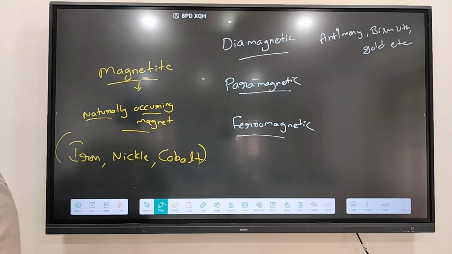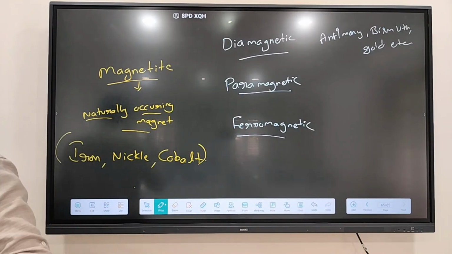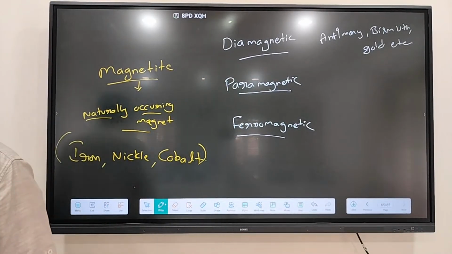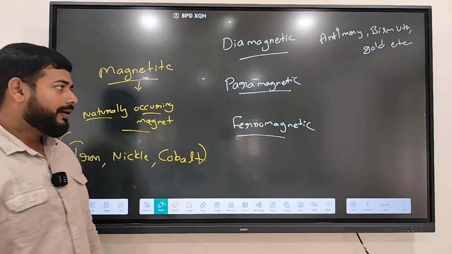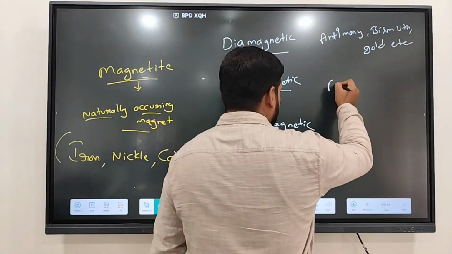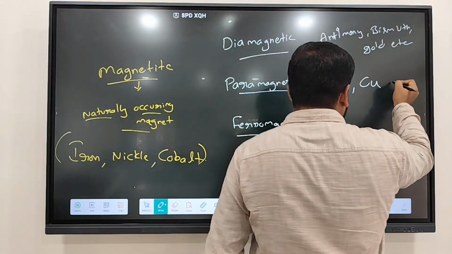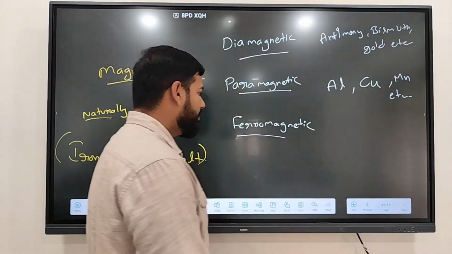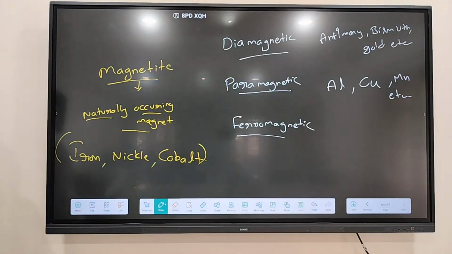Physically, if we observe, there is no attraction. But microscopically, at the molecular level, there is a weak magnetic moment. We can feel the molecular force of attraction towards the magnet. That is paramagnetic material: aluminium, copper, manganese, etc. Then ferromagnetic material, ferrous means iron-like, right?